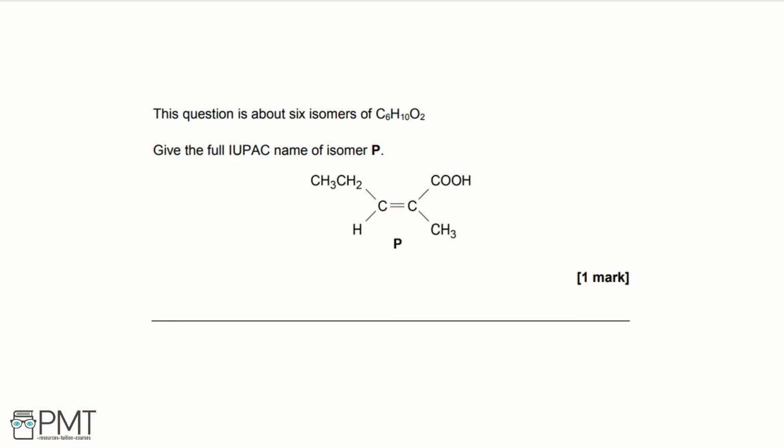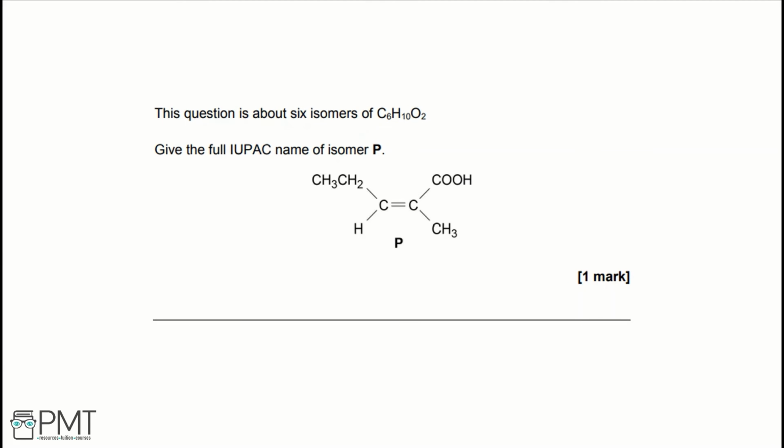This question is about 6 isomers of C6H10O2. Give the full IUPAC name of isomer P. The first thing we need to do is identify the longest carbon chain. So that's going to be 1, 2, 3, 4, 5 carbons. We could also go the other way, but we want to start with the highest priority group, which is our carboxylic acid group. So if we've got 5 carbons, that means we're going to have pent somewhere in the name.